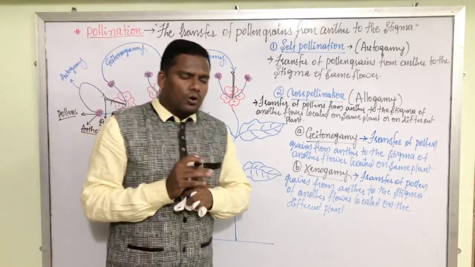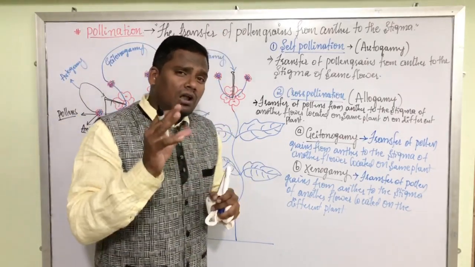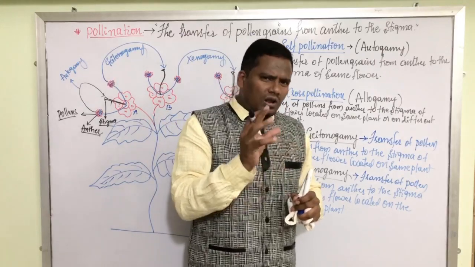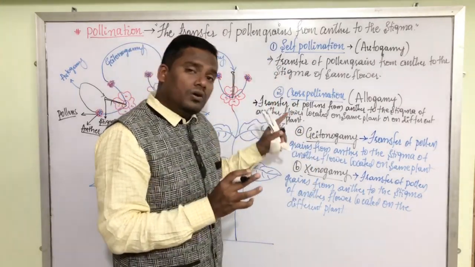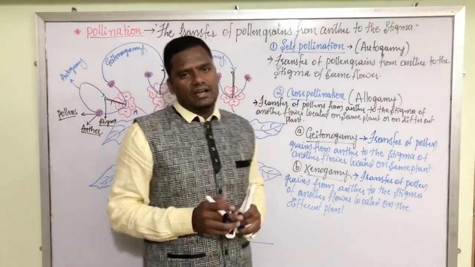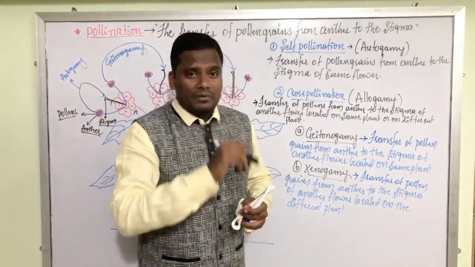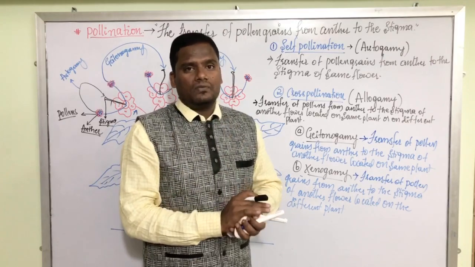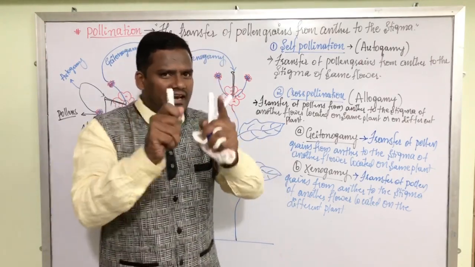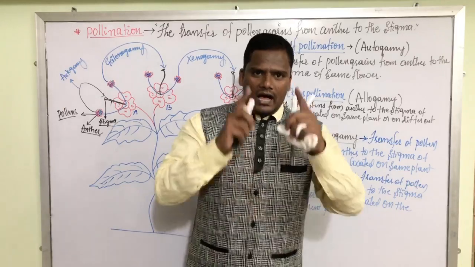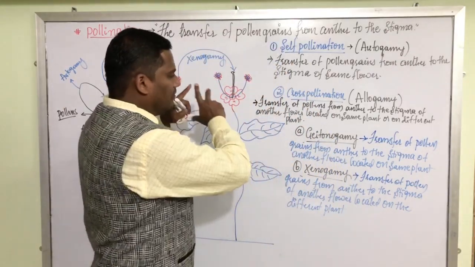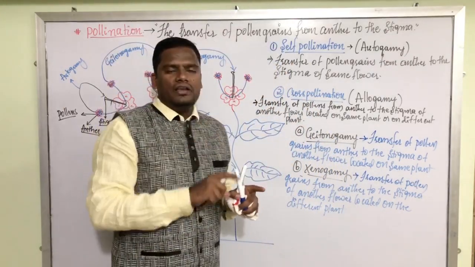In our next video, we are going to understand what are the strategies, what are the techniques for self-pollination and cross-pollination. That can be studied under the heading Cleistogamous flowers and Chasmogamous flowers. We are going to discuss the characteristic features of the Cleistogamous flowers and the Chasmogamous flowers. I hope you people are very much clear about the pollination process.